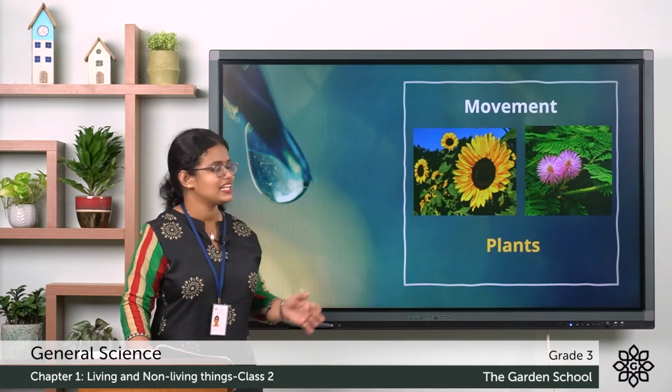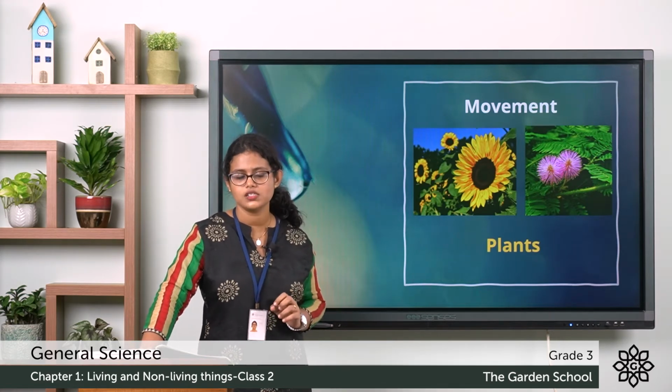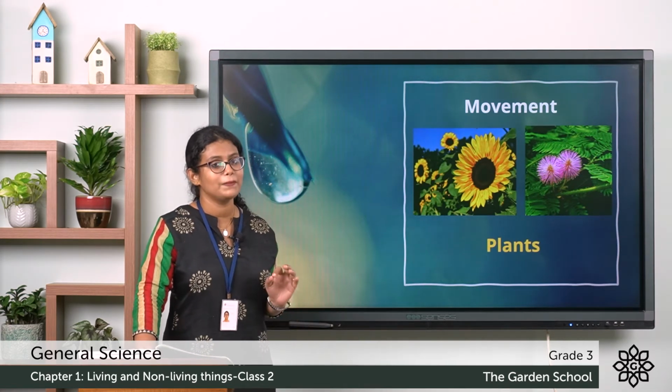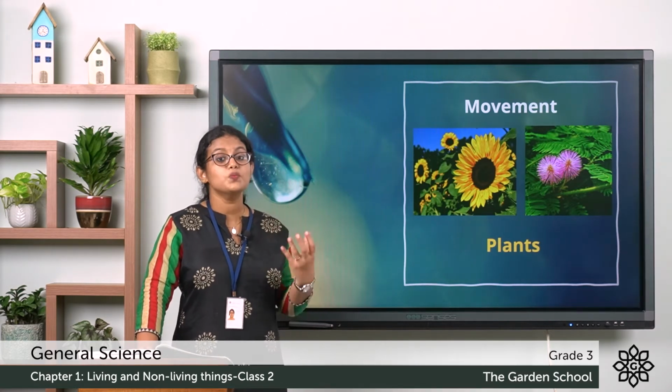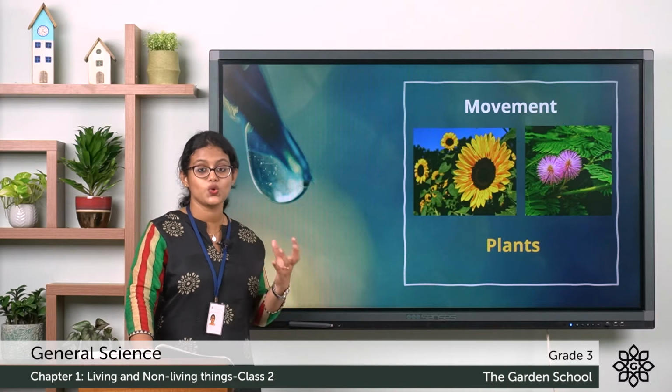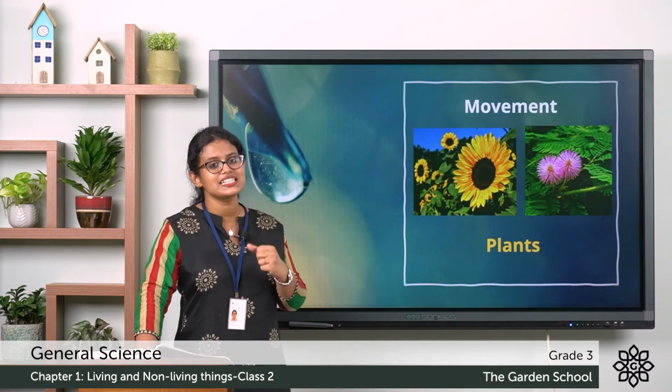Which plant is this? This is the sunflower plant. So why is it called sunflower? Because it is in the shape of a sun and it moves towards sunlight. So it shows movement. It shows movement towards sunlight.